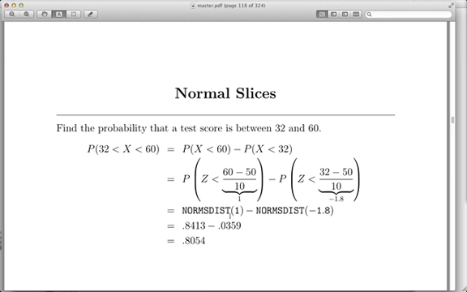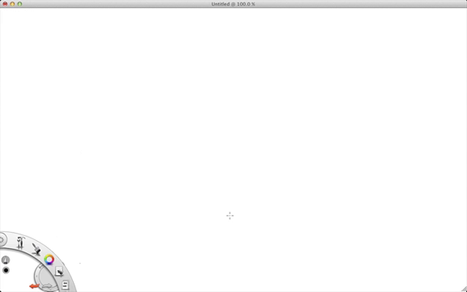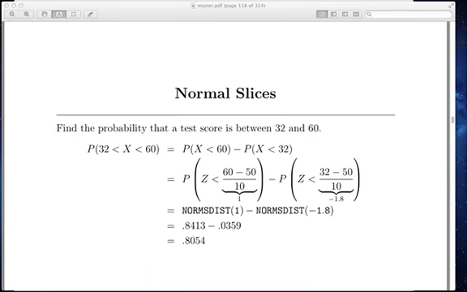At this point, perhaps it makes sense to go draw it. So I'm going to go over to my sketch pad for a second, and let's just draw it. Let's try that again.